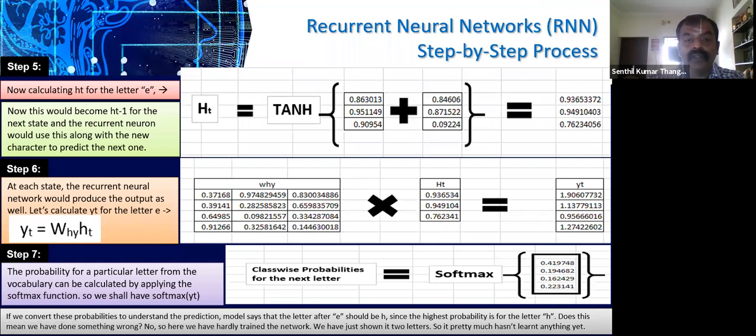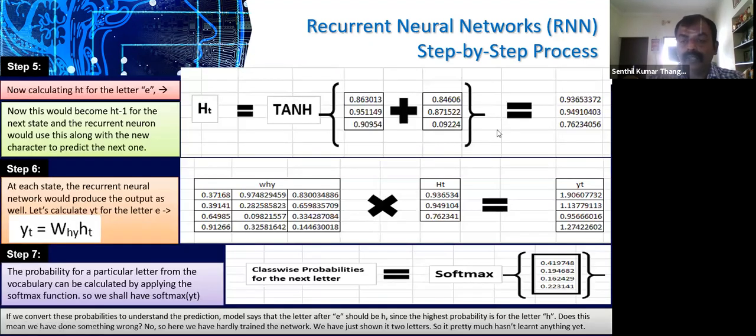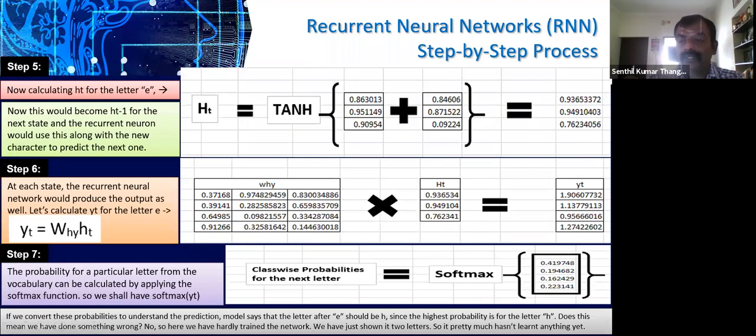Now step 5, what we are supposed to do is calculate h suffix t for E that is being provided. So what are the values that we get? One value is this, that is 0.84, 0.87, then 0.09. You can see here. Add it with the original value, that is 0.86, 0.95 and 0.90. So tanh of this, you will get a resultant value. Now the recurrent neuron as such will be able to produce the output very well because we got all the values calculated. So now this is the resultant value that we have.